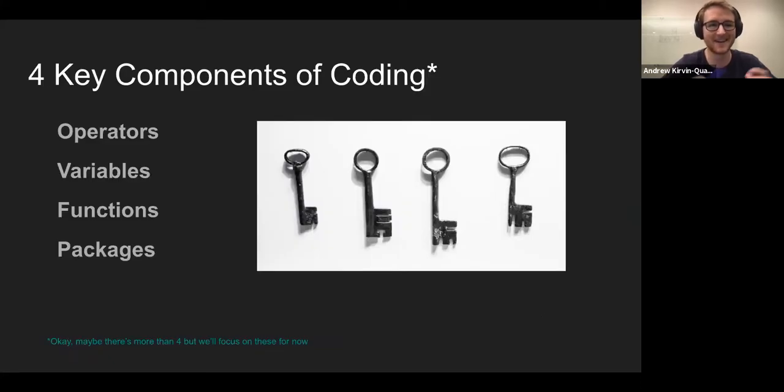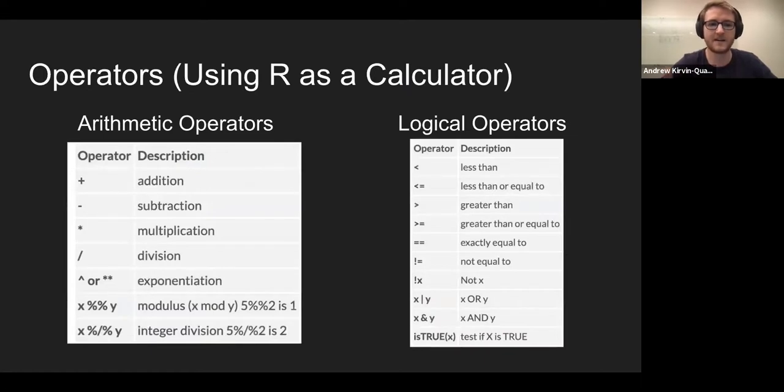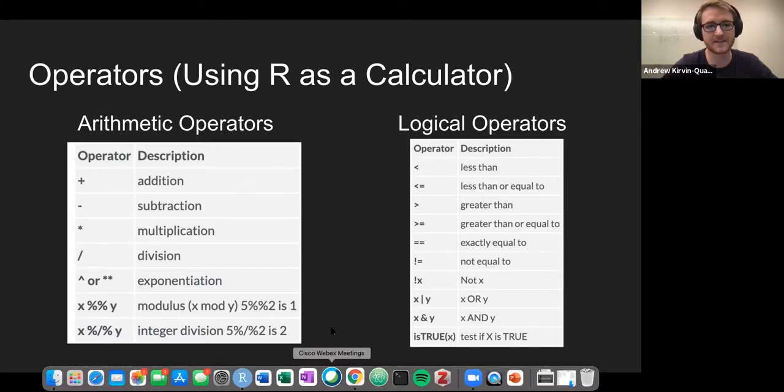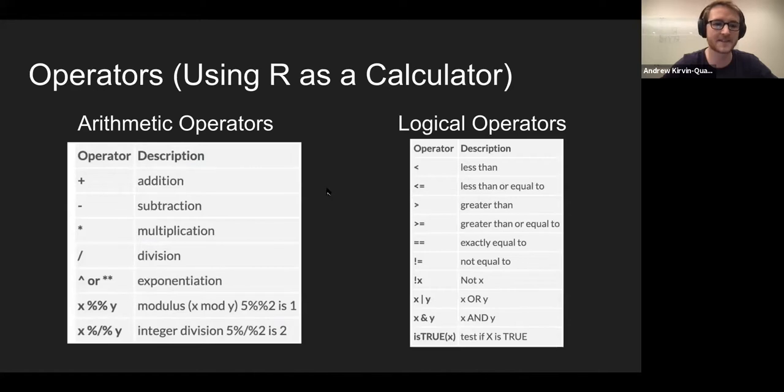And so today I wanted to cover 4 of what I see as some of the key components of coding. And that's operators, variables, functions, and packages. Operators are really one of the most simple things in coding. They exist in all coding languages. Some examples are the arithmetic operators: the plus signs, subtraction, multiplication, things that we're already really familiar with, and are the same as what you would use for a calculator.